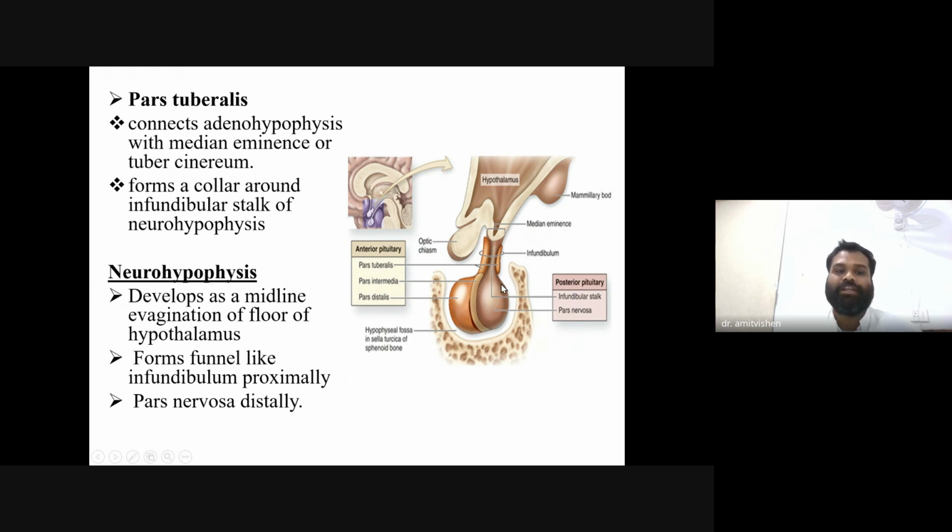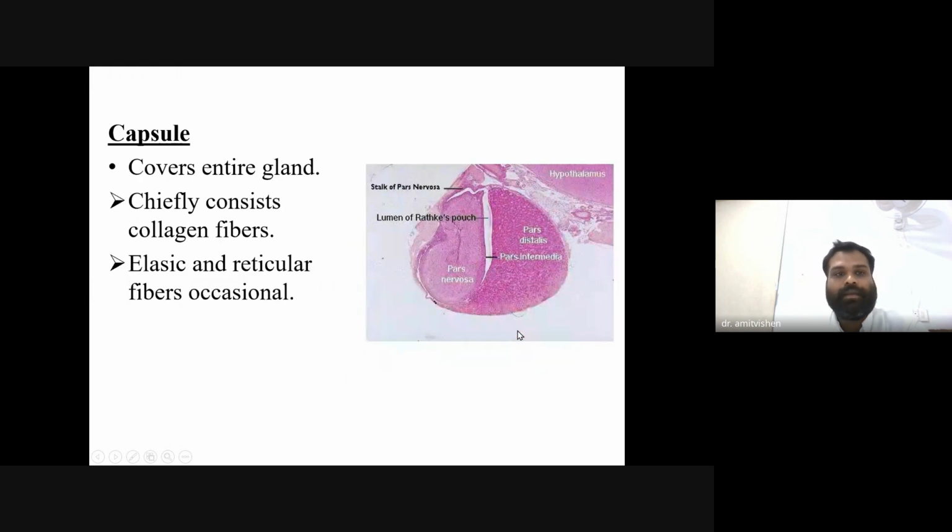And if I talk about the neurohypophysis and its embryology, how it develops: it develops as a midline invagination of the floor of the hypothalamus, and it forms a funnel-like infundibulum proximally and the pars nervosa distally.